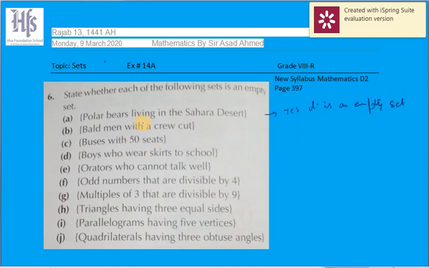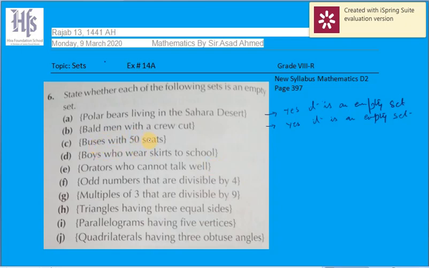Similarly, bald man with a crew cut. Bald man has no hairstyle, so it is also a yes. It is an empty set. It means it does not have any element.